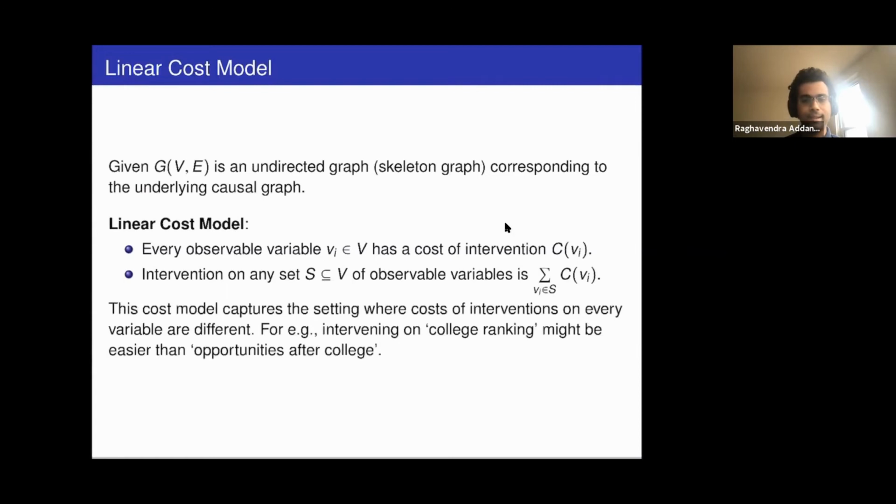For example, this captures the setting where interventions on variables are different. Intervening on college ranking might be easier than intervening on opportunities after college. So if you create an intervention on two of these random variables, we should somehow account for these costs. We cannot have intervening on a bunch of variables cost the same as intervening on another bunch of variables. So the linear model captures this. There could be other cost models as well, but none of them have been looked at, and this is a very open area in that setting.